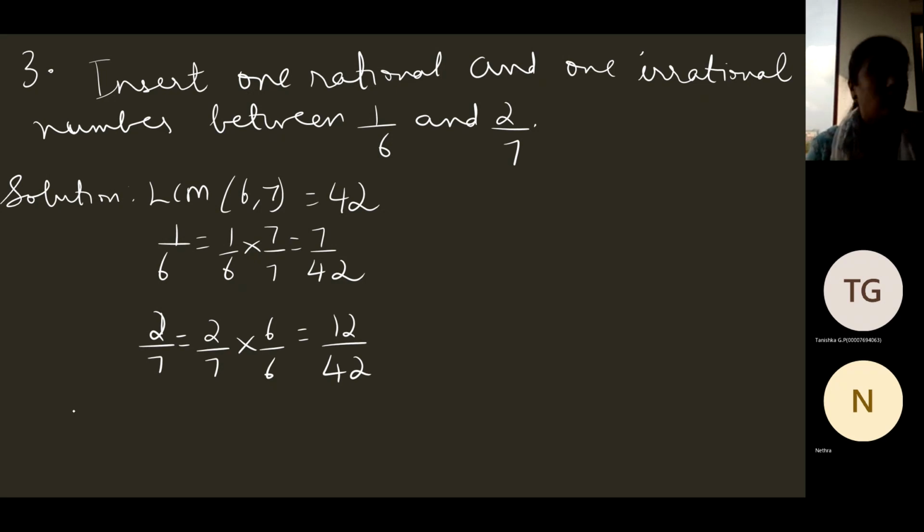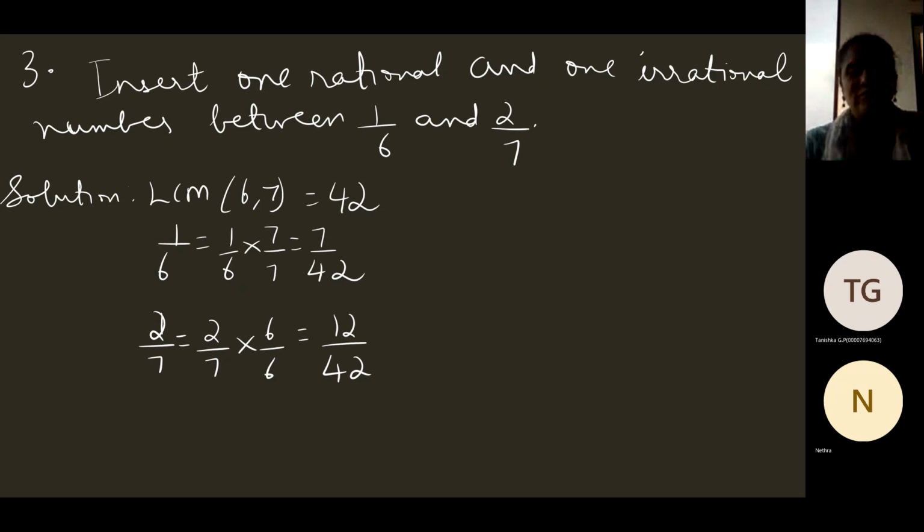Now between these you can write so many. You can write 7.1 by 42, 7.2 by 42, 7.3 by 42, 7.01 by 42, 7.001 by 42. There are so many rational numbers between these two. Between 7 by 42 and 12 by 42, it's not that we only have 8, 9, 10, 11 by 42. No, there are so many. There are infinitely many rationals between two rationals.